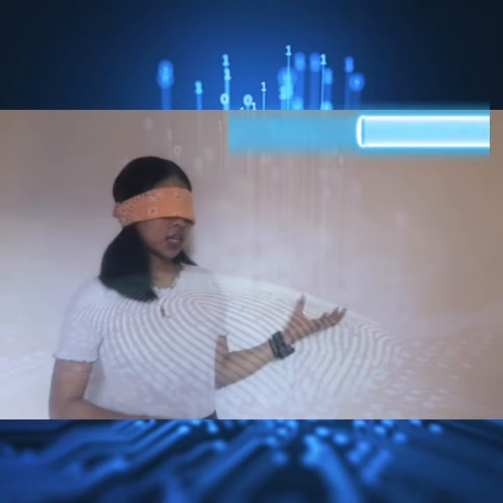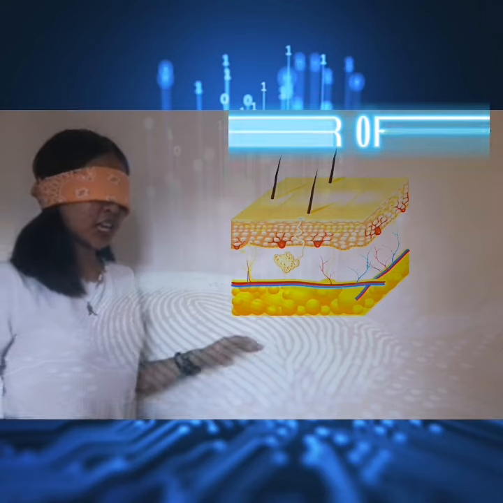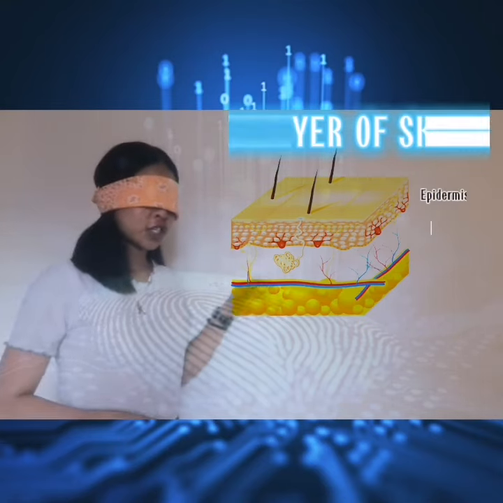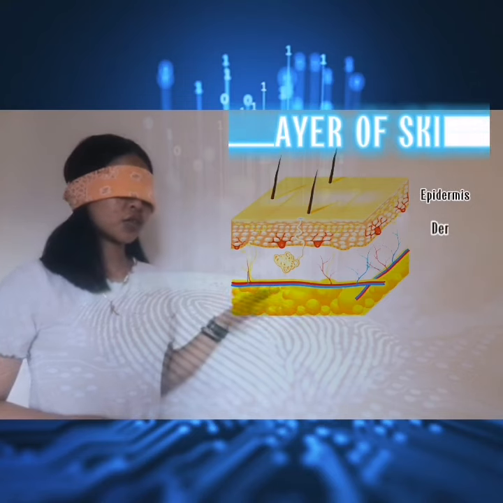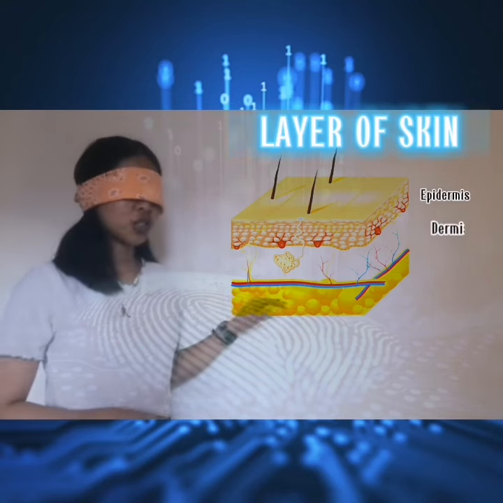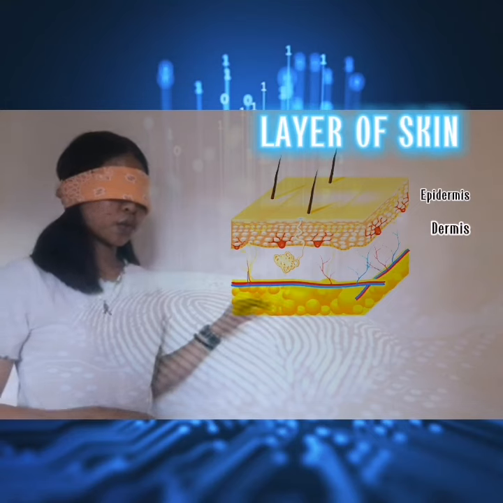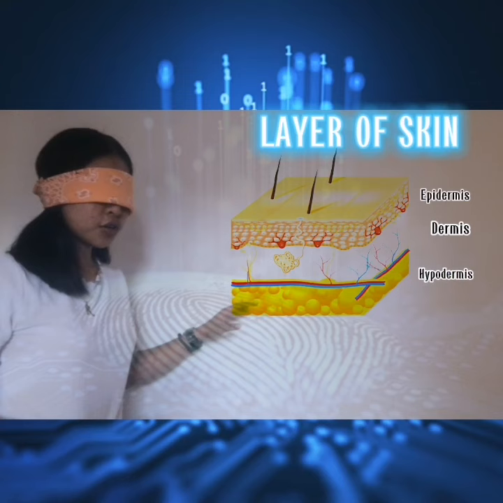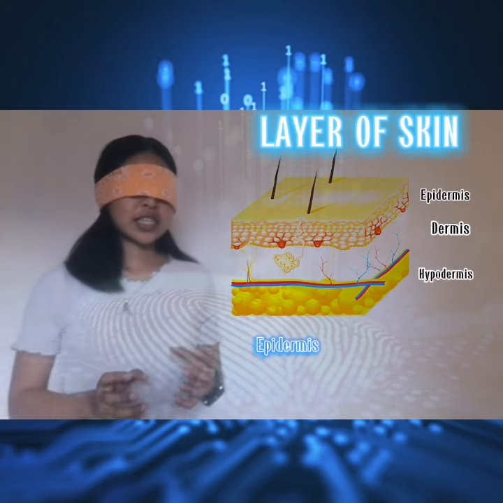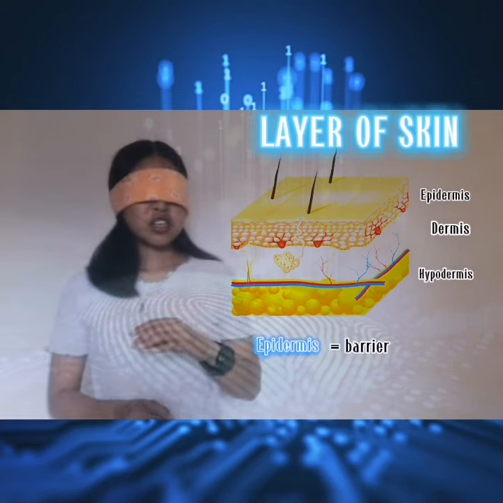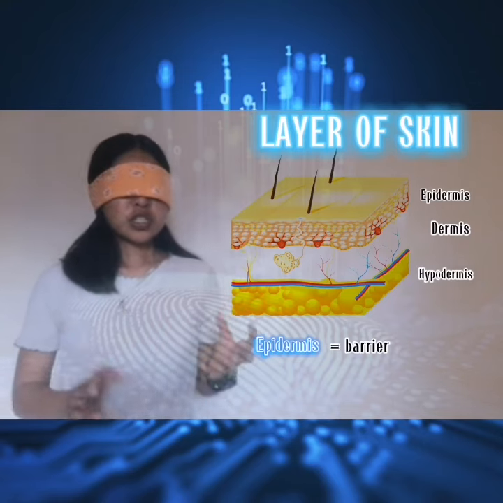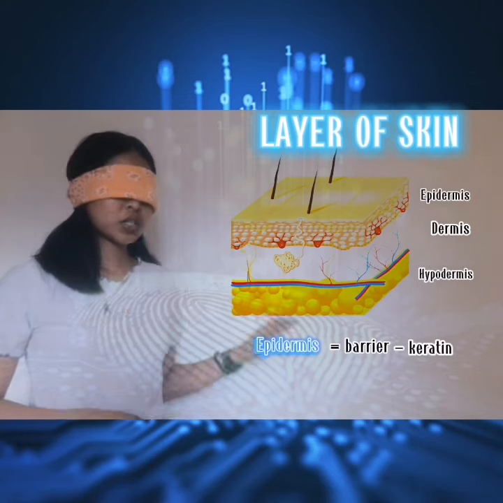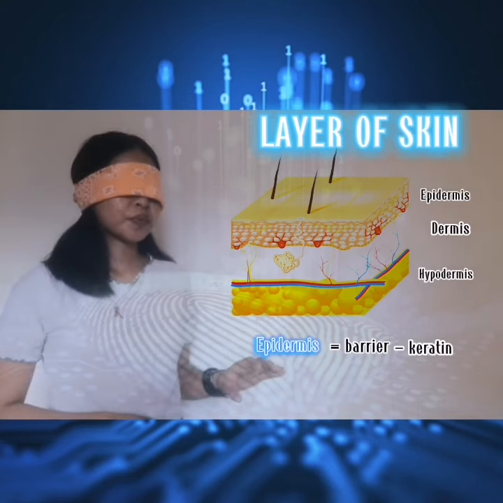Next, the layers of the skin. The skin is composed of 3 layers: the epidermis, the dermis, and the hypodermis, which connects the dermis to the underlying structures of subcutaneous tissue. The epidermis is the outer covering of the skin, which provides a barrier and protection. It consists mainly of the protein keratin, a tough and water-insoluble structural protein.